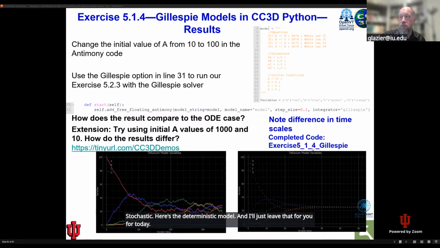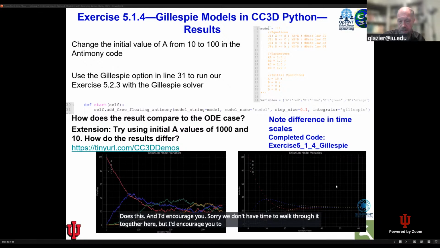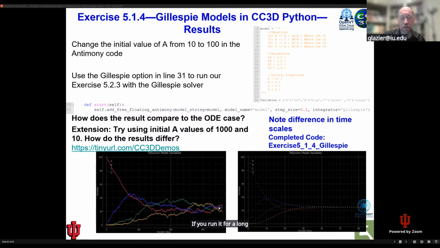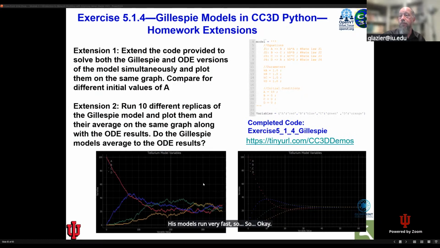Exercise 5_1_4 does this. Sorry we don't have time to walk through it together here, but I'd encourage you to play with that. People are getting something here. If you run it for a long time, everything equilibrates and it's not so interesting, so the times between 0 and 300 are really the most interesting. These models run very fast. There are lots of homework extensions you can do exploring stochasticity.